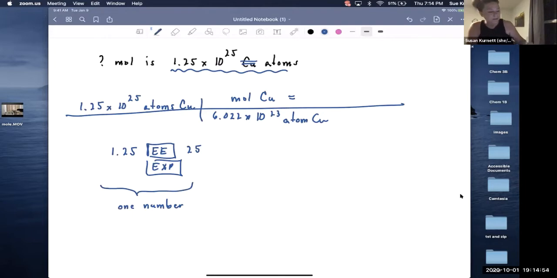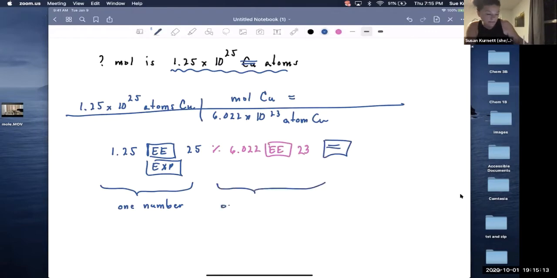So this next part, I'm now going to say divide by 6.022 EE 23. And then I hit equals. So we're dividing by one number in exponential notation. The calculator understands that the 6.022 and the 10 to the 23 are part of the same number. It's just a really big number.